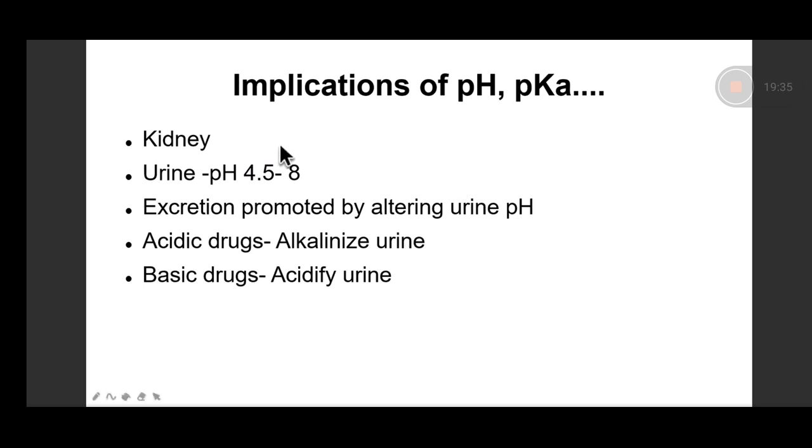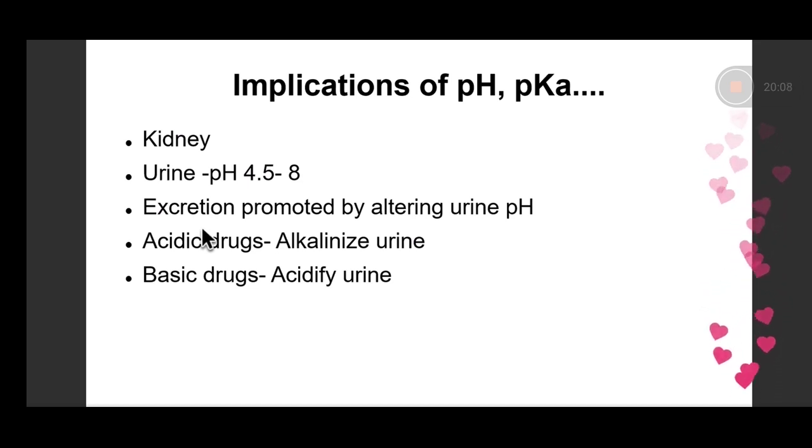Now, coming to the kidney. Urine pH ranges from 4.5 to 8, depending on different sites in the tubules. Making use of the Henderson-Hasselbalch equation and the fact that drugs are weak acids and bases that tend to get ionized depending on the pH of the medium, this fact is made use of in promoting excretion of drugs by altering the urine pH.